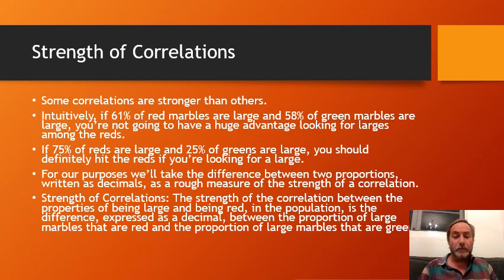So for our purposes, we are going to learn how to measure the strength of a correlation. We're going to do it in a fairly simple way, but one that's good enough for our purpose, right? We're just going to take the difference between the two proportions written as decimals, and that's going to be our rough measure of the strength of a correlation. So, definition for us: the strength of the correlation between the properties of being large and being red in the population is the difference, expressed as a decimal, between the proportion of large marbles that are red and the proportion of large marbles that are green.